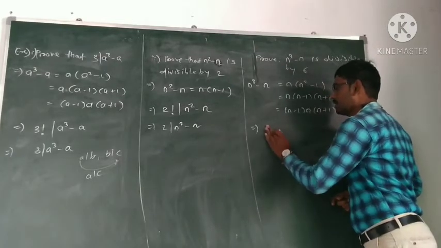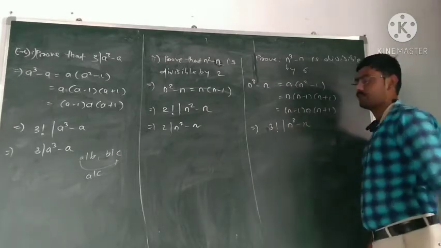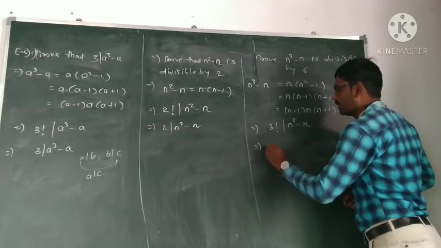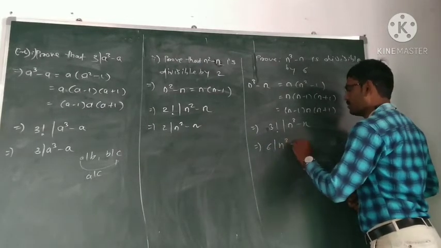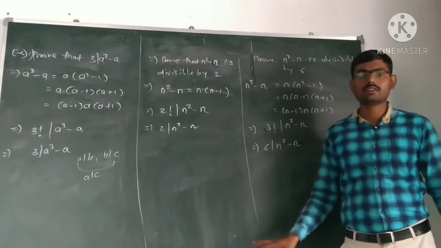This implies 3 factorial divides n cube minus n. 3 factorial is nothing but 6, that is 3 into 2 into 1. So 6 divides n cube minus n. This is the use of this theorem.